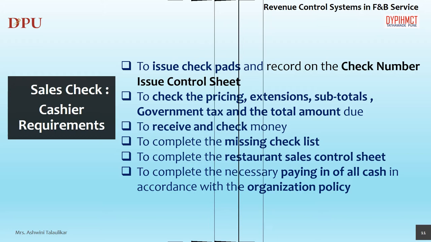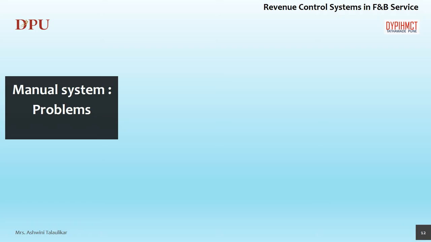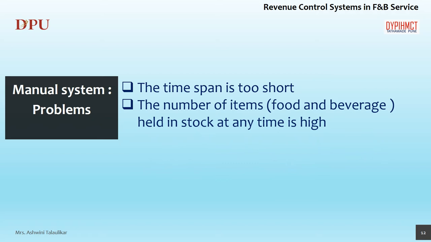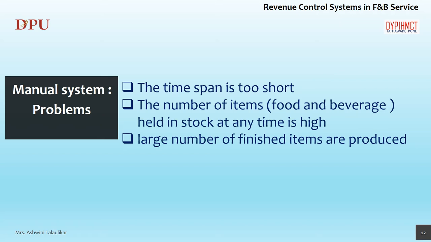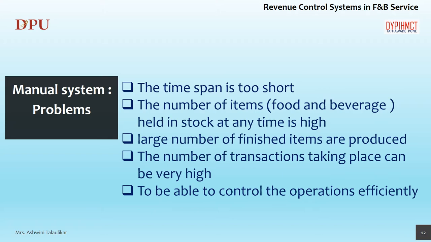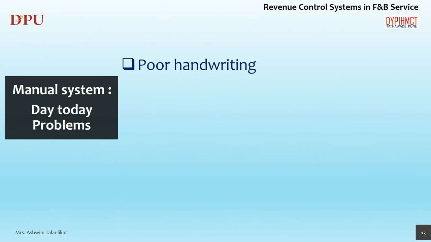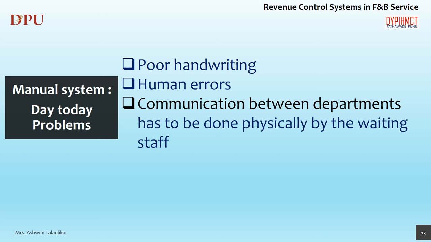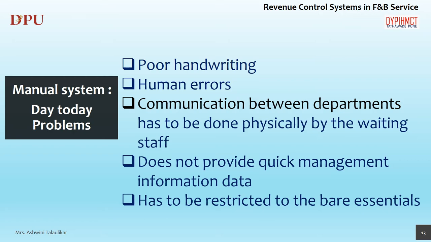The problems that manual system face are: the time span is too short, the number of items, food and beverage held in stock at any time is high, large number of finished items are produced, the number of transactions taking place can be very high, to be able to control the operations efficiently. The day-to-day problems in manual system are poor handwriting, human errors, communication between departments has to be done physically by the waiting staff, does not provide quick management information data, and has to be restricted to the bare essentials.